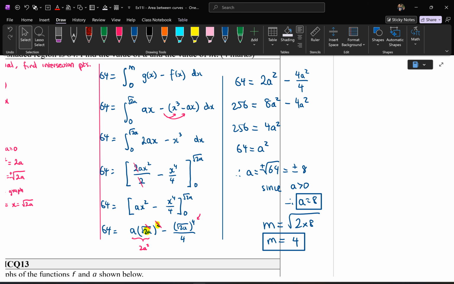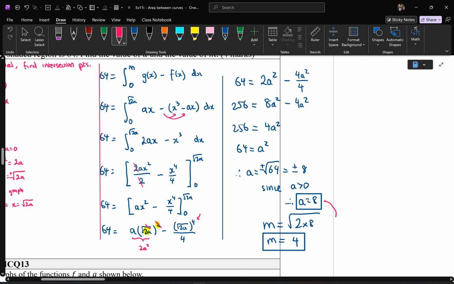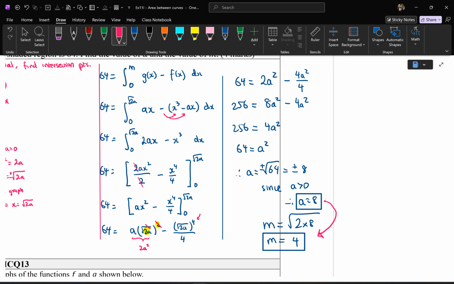I times everything by 4. Simplified to the a squared. Square root of a squared. Square root of 64 gives you plus or minus 8. But remember in the conditions they said a is greater than 0. And because a is greater than 0, therefore a is 8. But if a is 8, m must be 4. Can we get a show of hands who got a equals 8 and m equals 4 for those who tried this question?